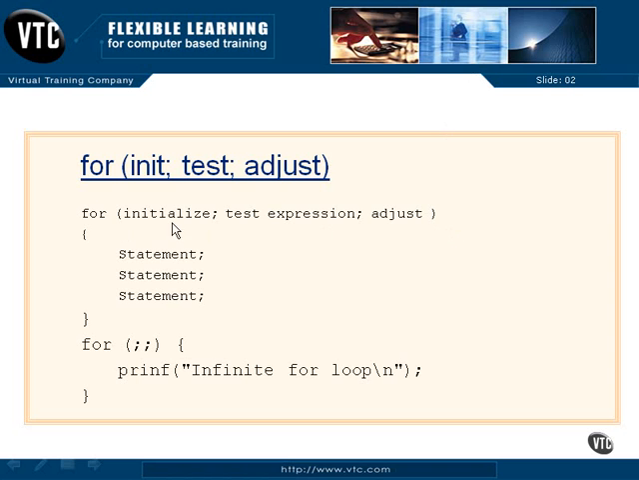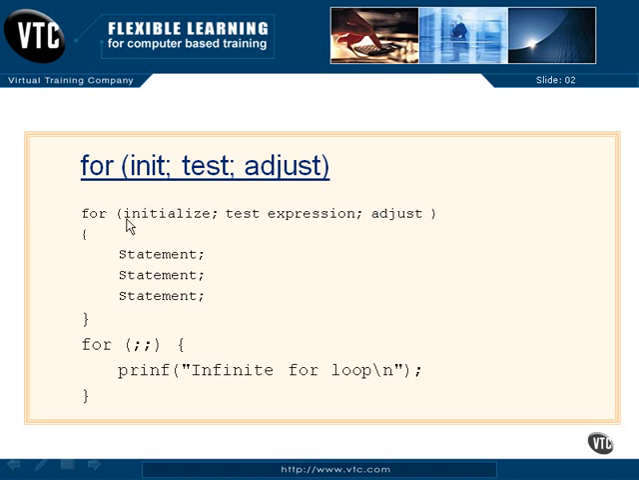We initialize the environment of this loop. We then test to see if we should continue to perform the loop. And then we adjust our counters or values or perform some other piece of work here in the adjust section. And then come back and test again. If the test is still working, or is still non-zero or true, then we perform the statements, do the adjust, and keep going through this.